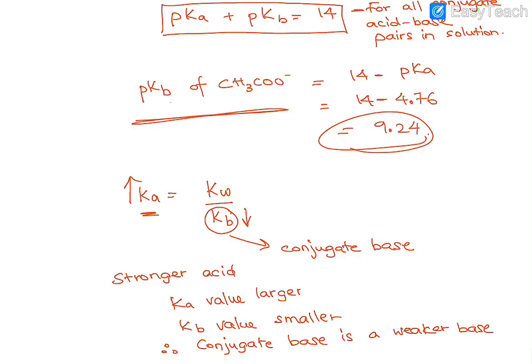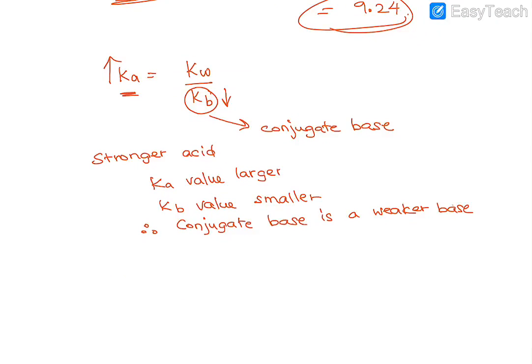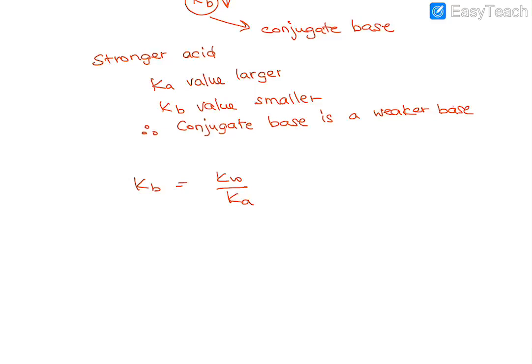So this confirms what we have learned in topic 8.1, which says that a stronger acid is going to have a weaker conjugate base. Now this applies similarly to Kb. If we have a stronger base, it means that the Kb value is going to be higher. Because Kw is a constant, the Ka value is going to be smaller. And because the Ka value is smaller, the conjugate acid is going to be a weak acid.